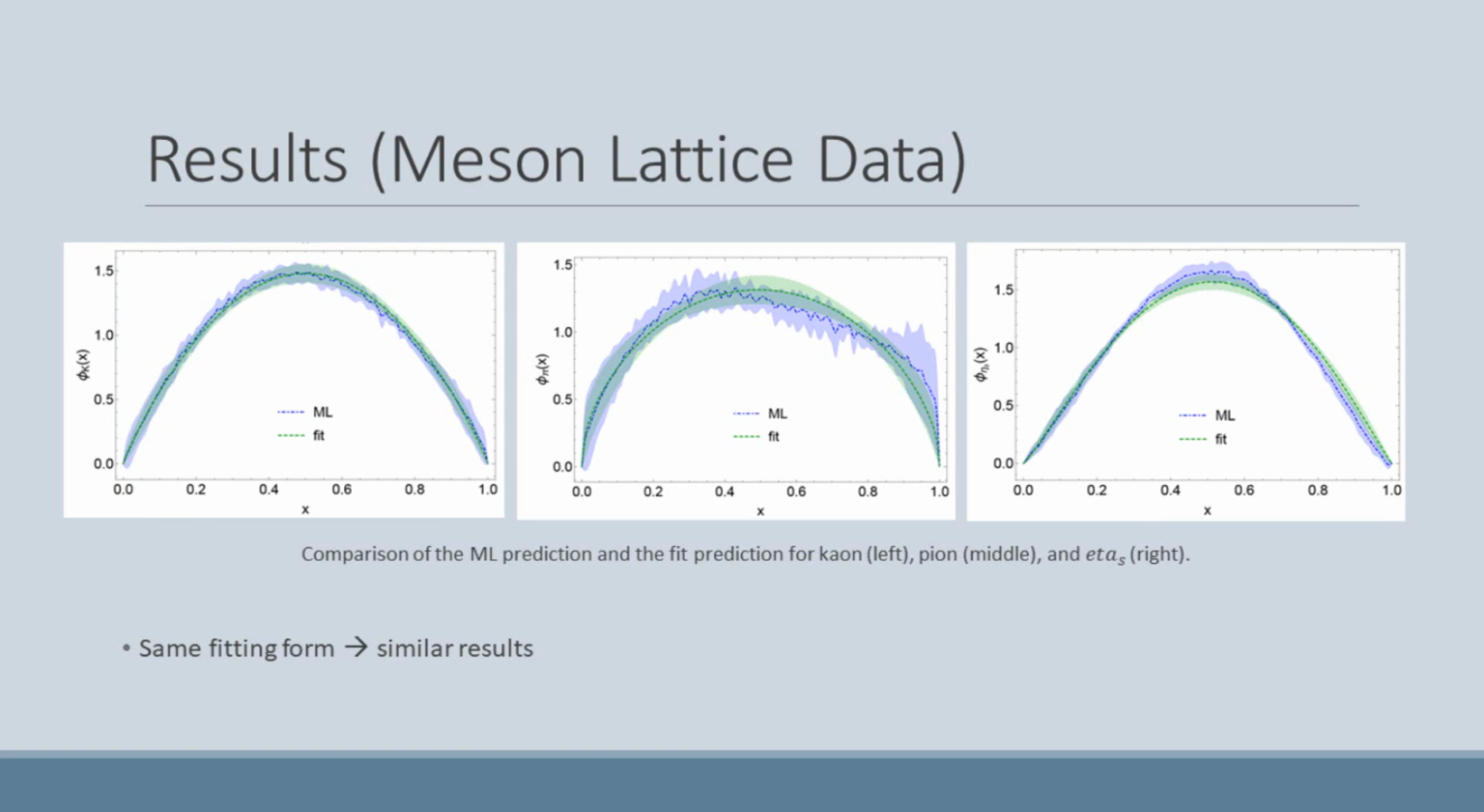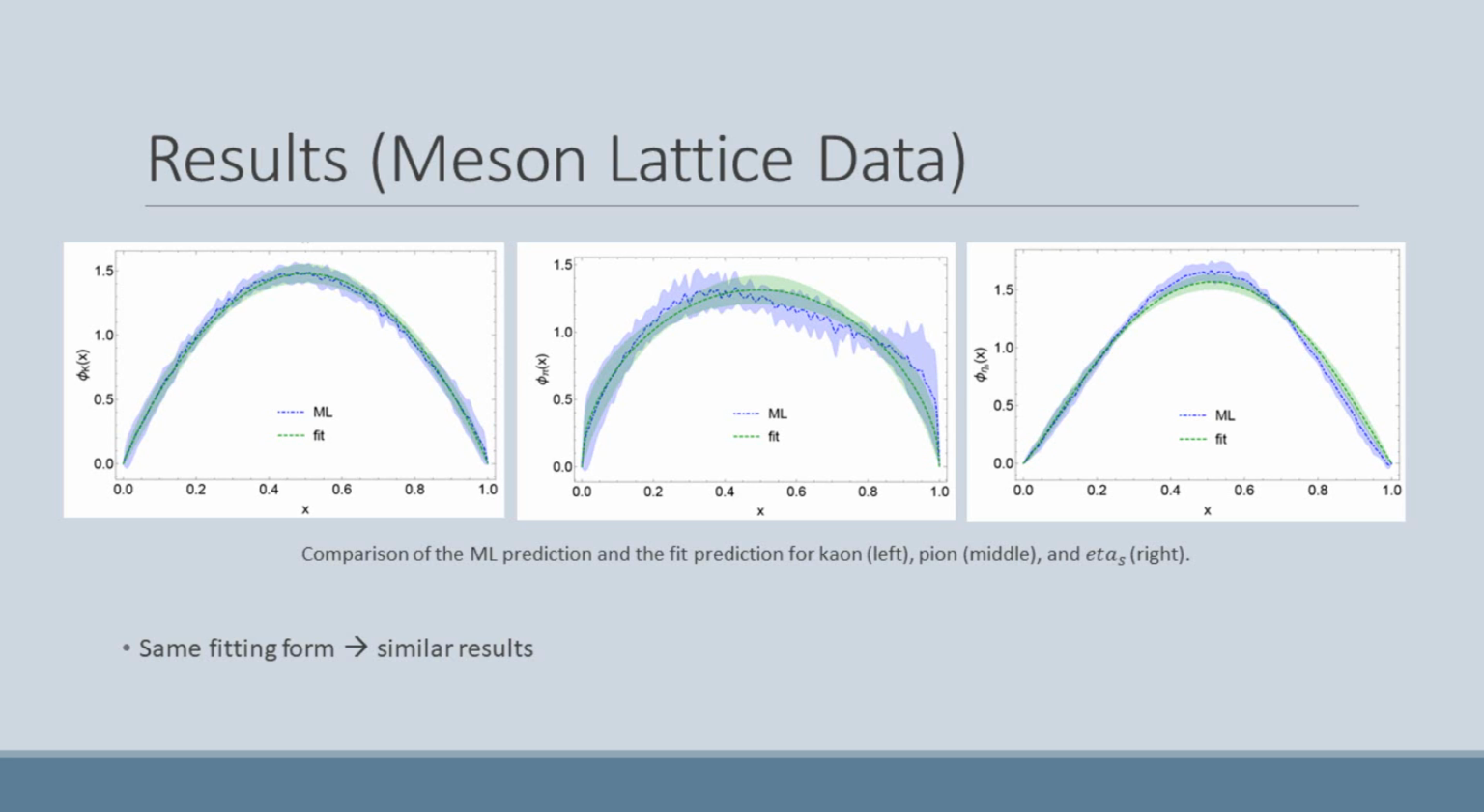With the model's ability to extrapolate to functional forms it wasn't trained on proven, we can move on to predicting actual Meson distribution amplitudes from the real lattice data. Pictured here are the plots of Kaon, Pion, and eta s in order. As you can see, the results are very similar to that of the fit method of extracting the distribution amplitude for Kaon and eta s, which makes sense, since the fitting form is the same.